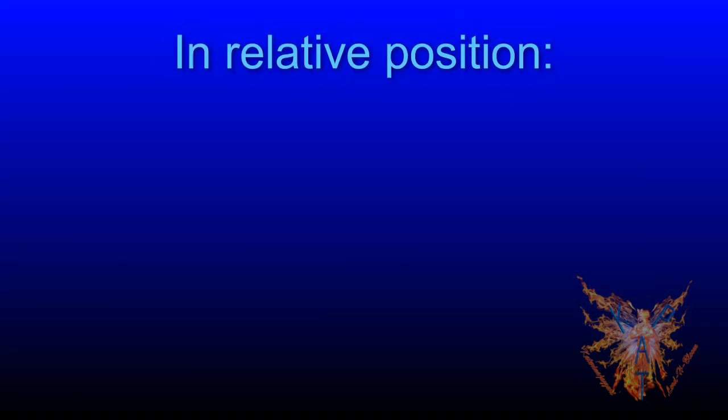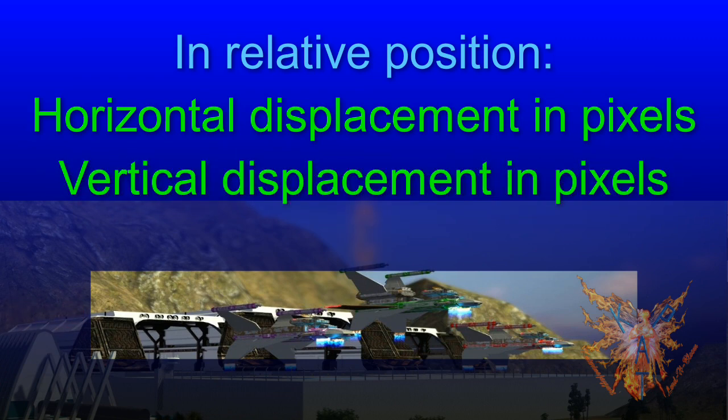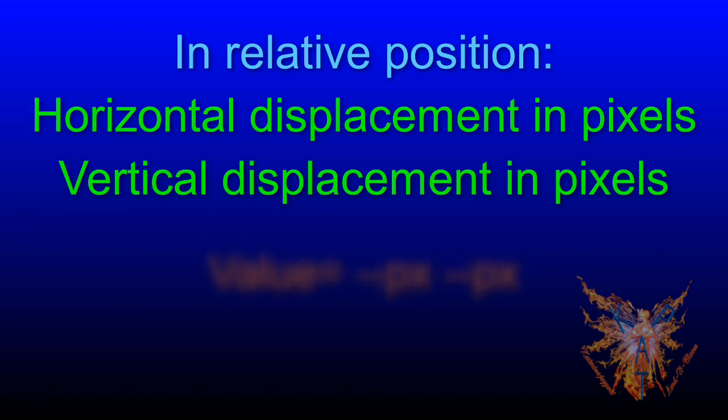For the relative position, we will give two displacement values, expressed in pixels, the first for the horizontal displacement, and the second for the vertical displacement, like this. Note that the values can be negative, this will give a displacement outside the frame. The out-of-frame part will be invisible. We can also name the displacement with the values.